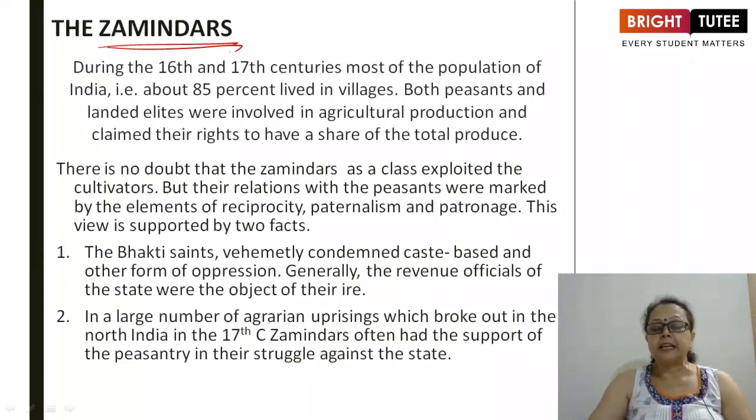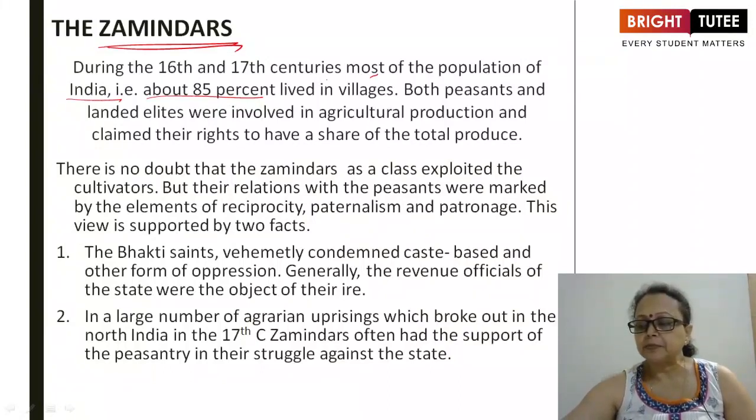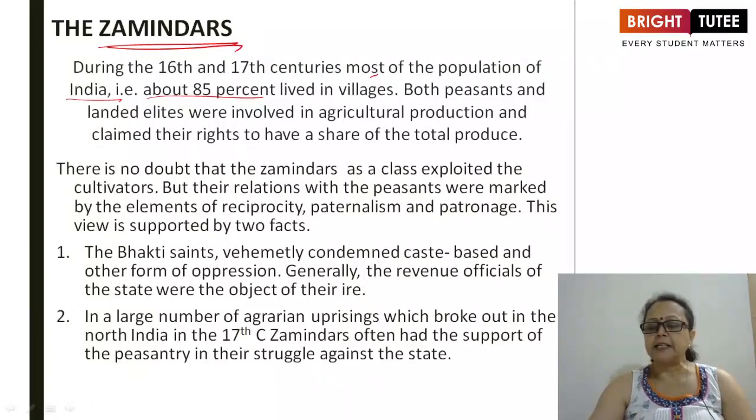So again, we are coming to the same point that in the 16th and 17th century, most of the population of India, that is 85%, lived in villages. Both peasants and landed elites were involved in agricultural production and claimed their rights to have a share of the total produce. The Jamindars enjoyed certain social and economic privileges because of their superior status in rural society. It was an important factor which gave an elevated status to them.